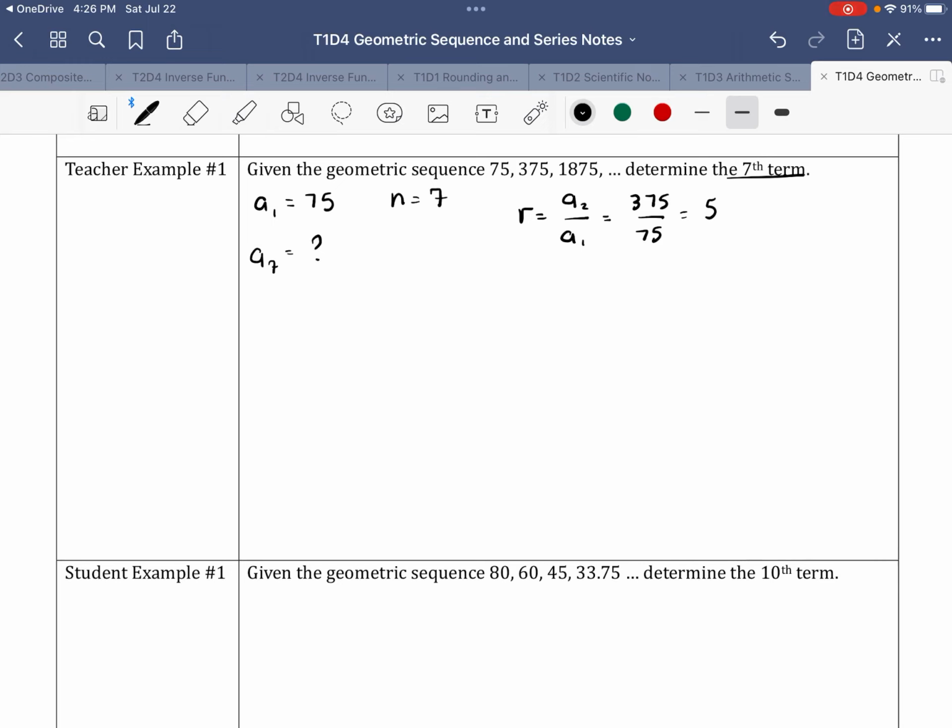Now, since this is a geometric sequence, we're going to use our equation. A sub, in this case, 7, will equal our first term multiplied by the common ratio taken to the n minus 1 power. So a sub 7 is going to equal 75 times 5 to the 7 minus 1 power. And that gives us the value of 1171875.